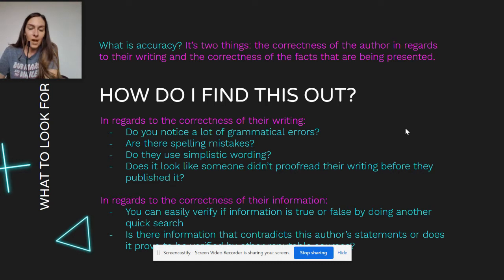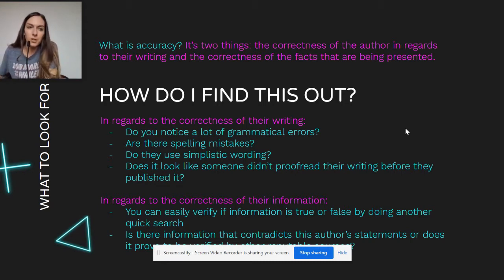The other aspect of accuracy is the correctness of their information. And so to verify that the information that they've put is correct, you can easily do another search on that particular statement or that fact that you want to verify. And you should be able to verify it from other sources as well if it is something that is true.